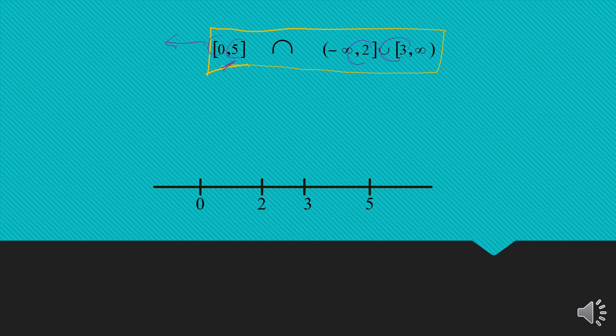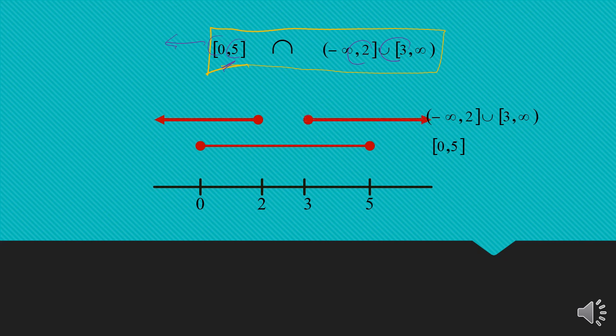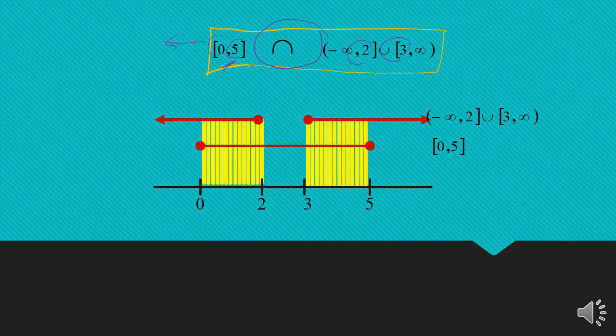And then draw the number sets on the real number line. The first set is 0 to 5, so it will be inclusive 0 to inclusive 5. So connect the dots. We have this line for the first set, and then the second set is from negative infinity to 2. So it will be a solid dot on the 2 going to the left, and then from the 3 going to the right. So where is the intersection area? We want to find the overlapping area for both sets. So it will be overlapping in these two areas.